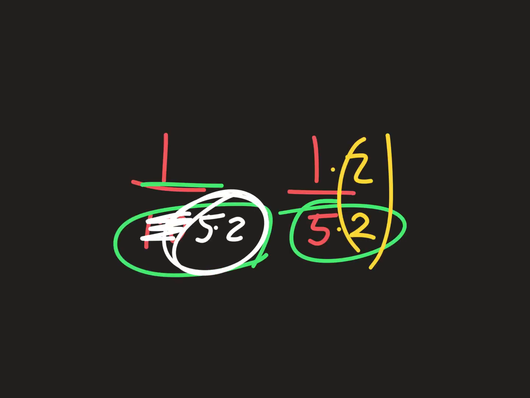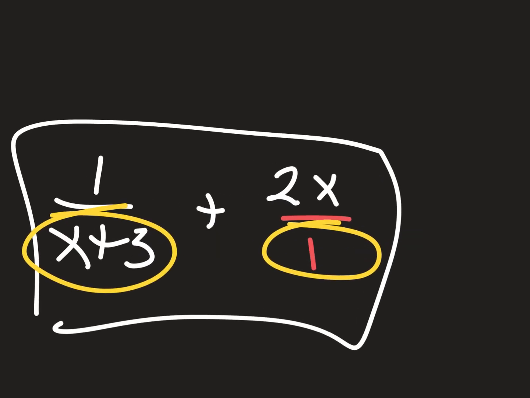50 would have worked. You could have multiplied both of them, but this is smarter because now the denominator is a lot smaller and it's the same. All right, now given all that I just said, we're going back to this problem.